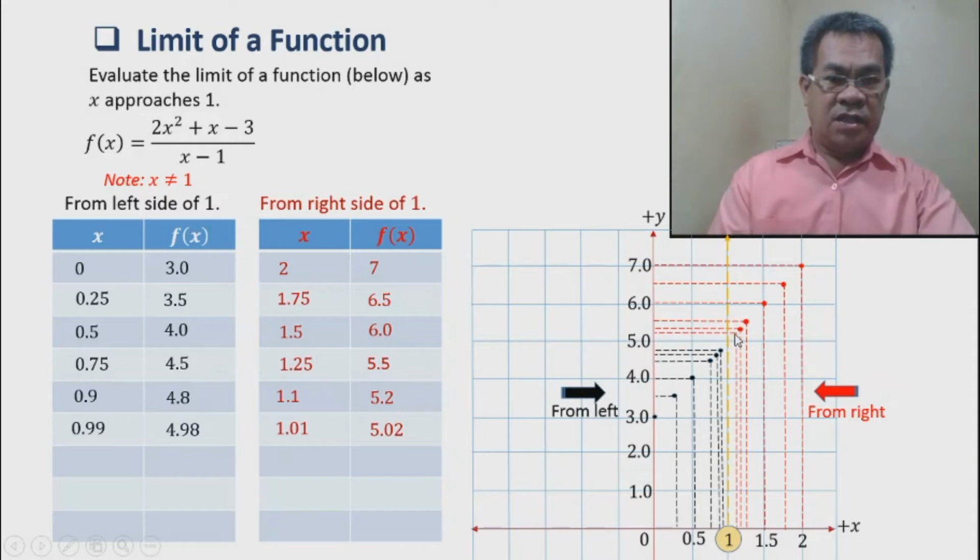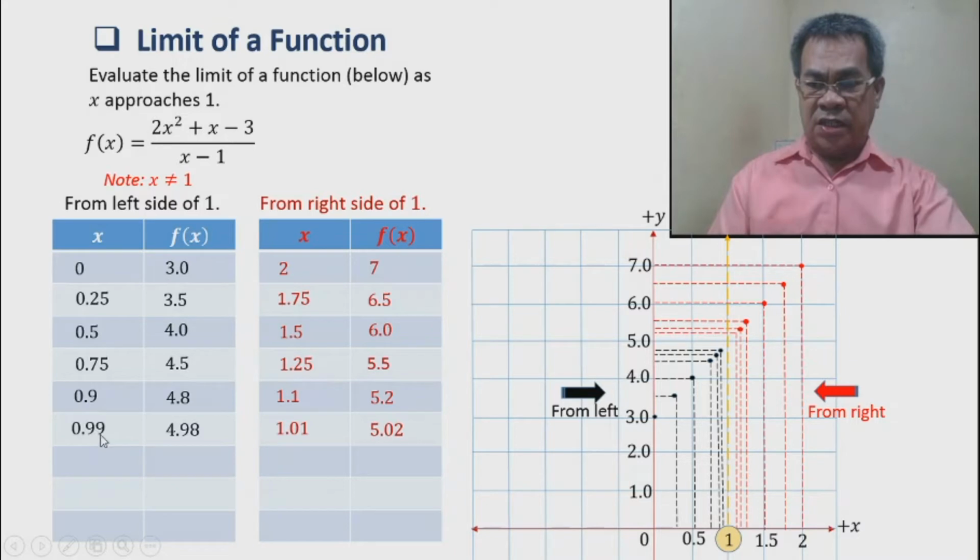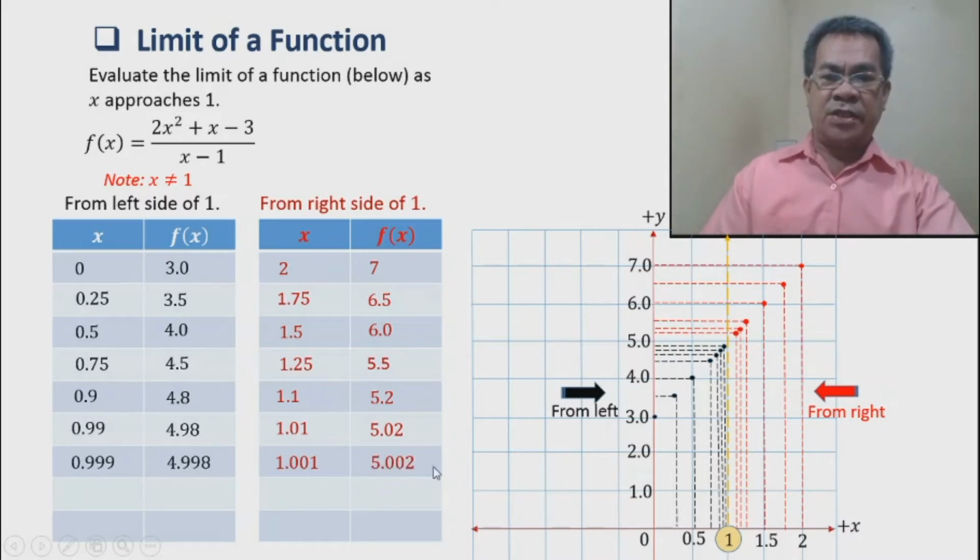So take note of the increasing and decreasing response of x. It is smaller and smaller as we approach this 1. So if we extend again, this 0.99, let us say 0.999, then the response is 4.998. So remember, this is from 4.8, 4.98, 4.99. And on the right side we have 1.001. We increase the number of 0s in order to approach closer and closer to 1, and the response is 5.002. Look at the result. Actually, from the left it approaches 5, and from the right it approaches 5 also.